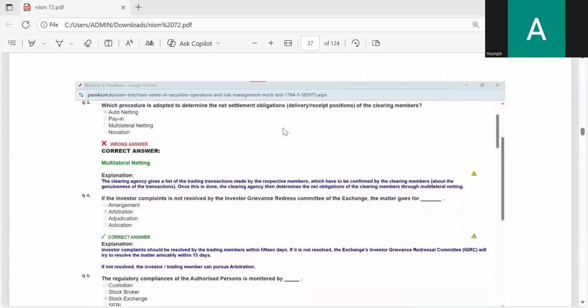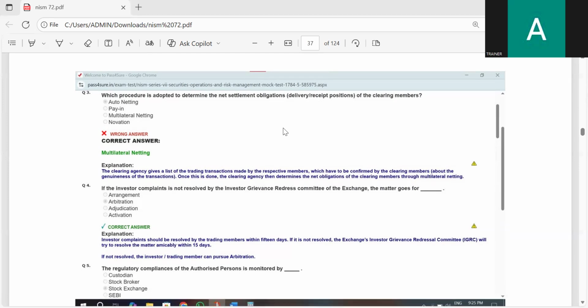When the procedure is adopted to determine the net settlement obligation, delivery receipt position of the clearing member, that is known as what? The options are automatic pay in, multilateral netting, novation. The correct answer is multilateral netting.